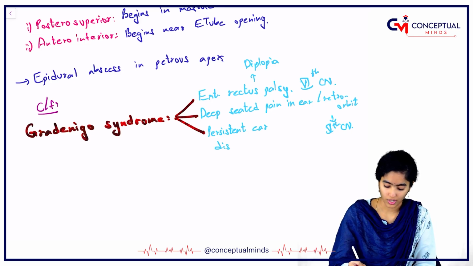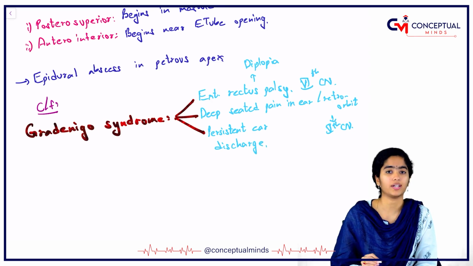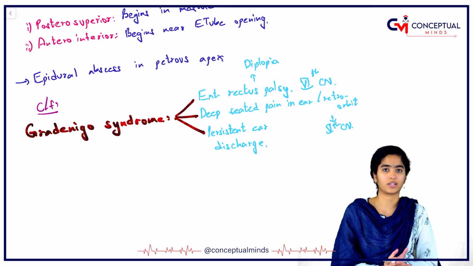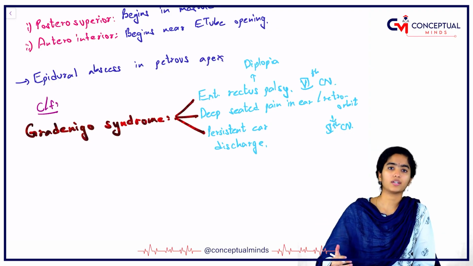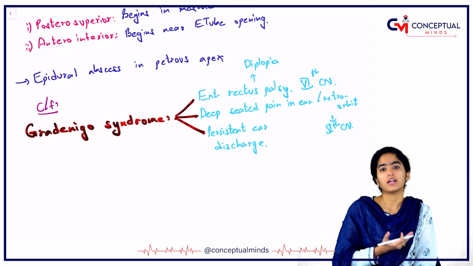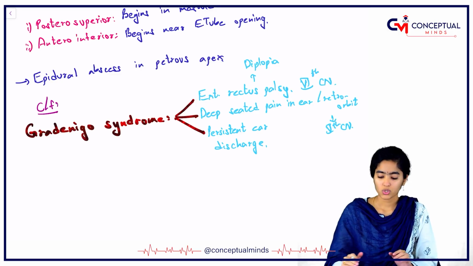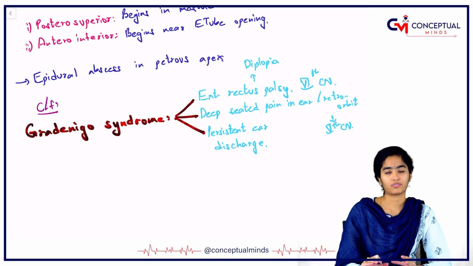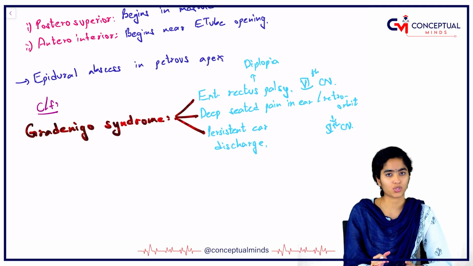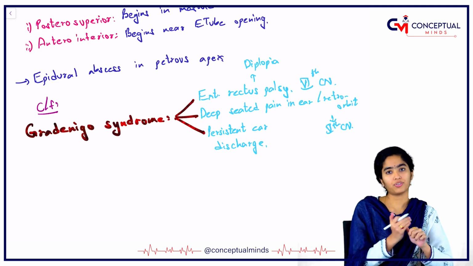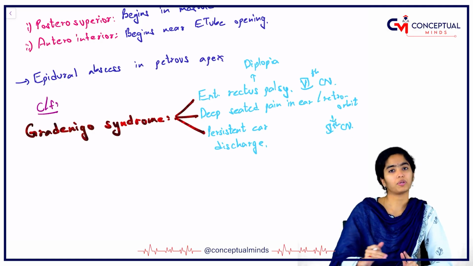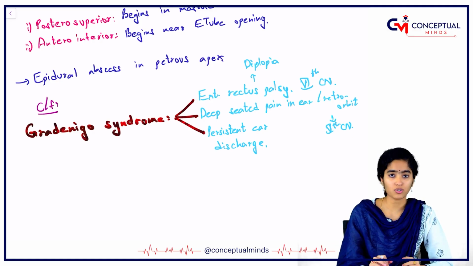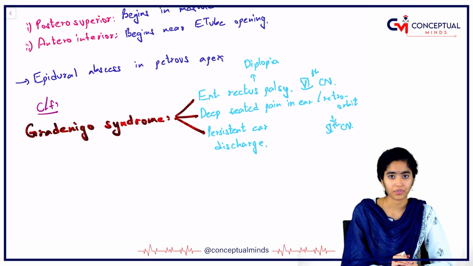Persistent ear discharge, I need not explain, it is self-explanatory. In the situation of mastoiditis or middle ear infection, there will be ear discharge, and when it has complicated, gone so far up to the Petrous apex, it will become persistent. So these are the three features that are seen in Gradenigo syndrome. Please remember that the 5th and the 6th cranial nerves are involved, and they cause 2 of the manifestations, and persistent ear discharge is the obvious 3rd manifestation.